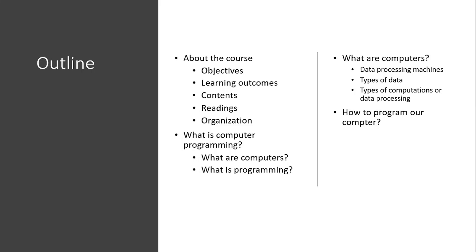Then we'll go through the contents of this course, and then I'll outline the list of readings, the books basically that you can refer to during this course. And then we'll talk about how this course is officially organized. You know how this is organized, but briefly we'll talk about that. Then we'll talk about, in general, what is meant by computer programming, what are computers, what is programming. Then we'll talk about computers and programming in a little more detail, and this is something that we'll refer to again and again in this course.